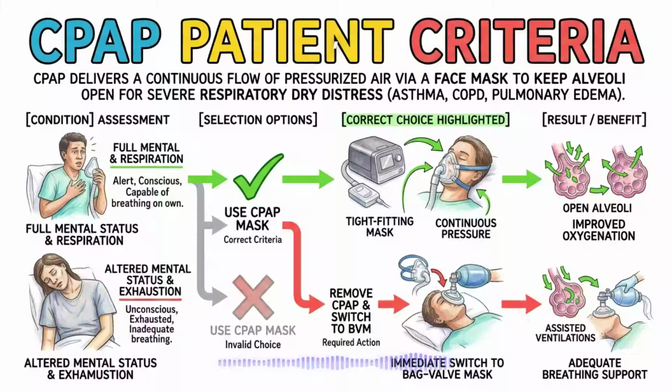Another advanced tool in your airway kit is continuous positive airway pressure, commonly known as CPAP, which is used for severe distress in conditions like asthma, pulmonary edema, or chronic obstructive pulmonary disease. CPAP uses a tight-fitting mask to blow a continuous stream of pressurized air into the airway, keeping the tiny alveoli open and pushing fluid out of the lungs.